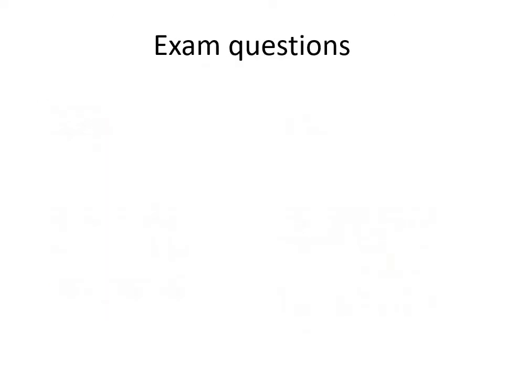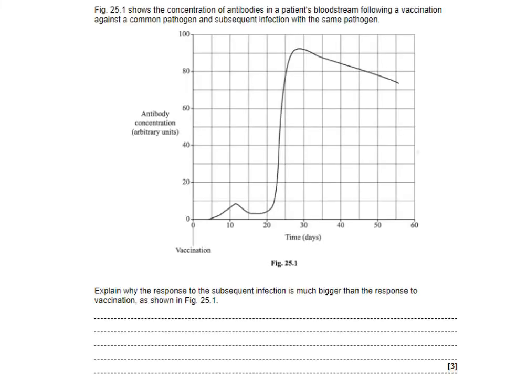Okay. So now we'll look at some actual exam questions. Again, keep pausing the video throughout this. So the first one is figure 25. It shows the graph we just looked at. This is a patient's bloodstream following a vaccination. Really important that we extract the information from here. Explain why the response to the subsequent infection is much bigger than the vaccination. So why is this second response much bigger than the initial vaccination? Have a go at that.